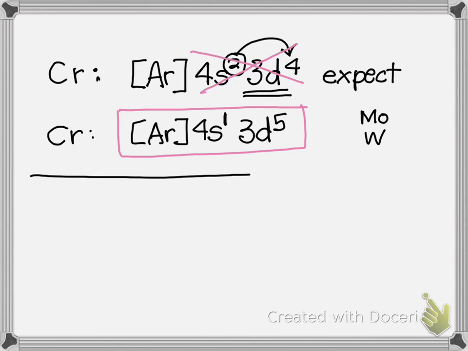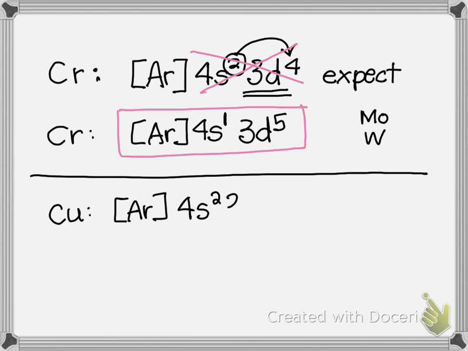Now the other exception is also in the d's, and it's in the second to last column. And the example I would do is copper. And copper we would say Ar, and we would expect 4s2 3d9. That's what we'd expect. But you might have a guess. Also, for the d's, half full is very stable, and completely full is very stable. And so in this case as well, it is to the advantage of the stability of the electrons for one of the s to be moved.